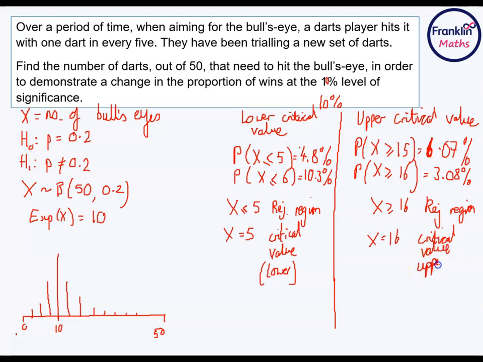And that's the upper. Now you might be asked to write down what the acceptance region is. In that case, it needs to be between 6 and 15. So if they get anything between, if they get 6 darts, no, there's not been a change. 15 darts, no, there's not been a change, if that's anything there. And it does seem quite narrow actually, but if you think about it, the probability is 0.2.